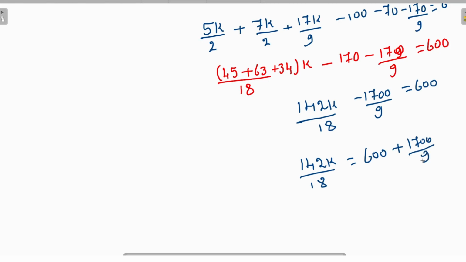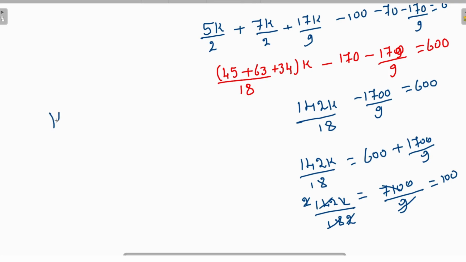1700 divided by 9. 9 sixes are 54, 5400 plus 1700. Here you can write it, 5400 plus 1700, 7100 divided by 9, 142k divided by 18. 9 ones are 9, 9 twos are 18, 71 ones are 71, twos are 2, get cancelled. K is equal to 100.